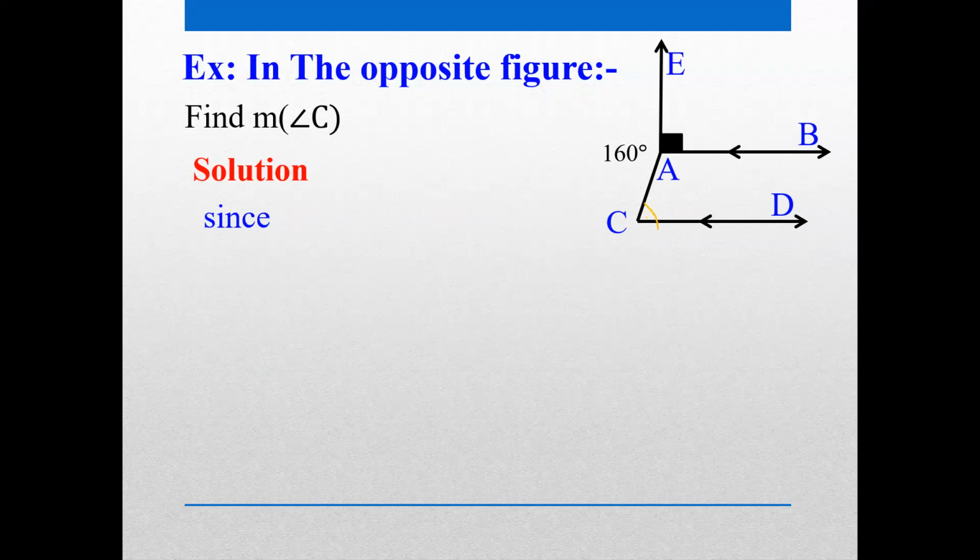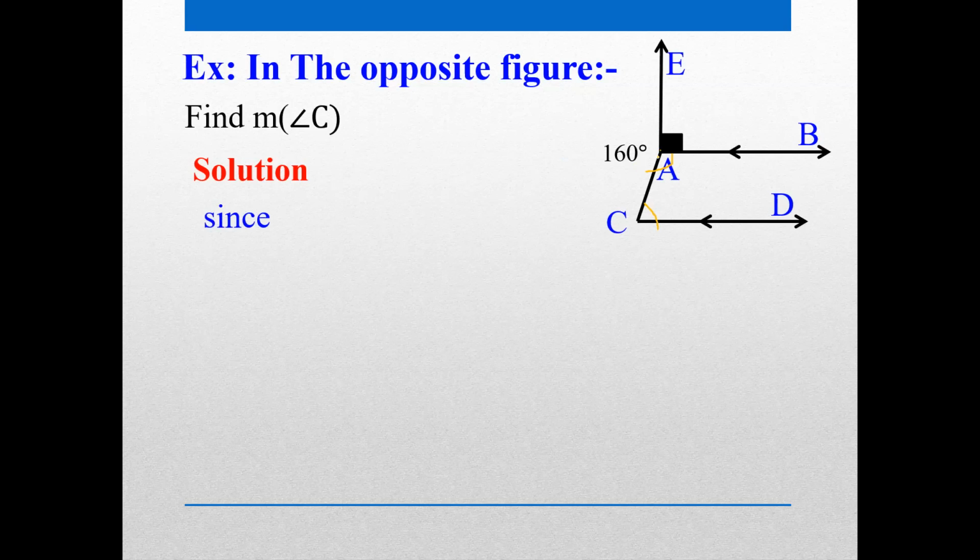What is the angle that makes alternate, corresponding, or interior angles with angle C? We have angle A, and the relation between C and A is interior angles. Since AB is parallel to CD, then C plus A plus BAC equals 180 degrees. But we don't have the measure of angle A. Let's find it.